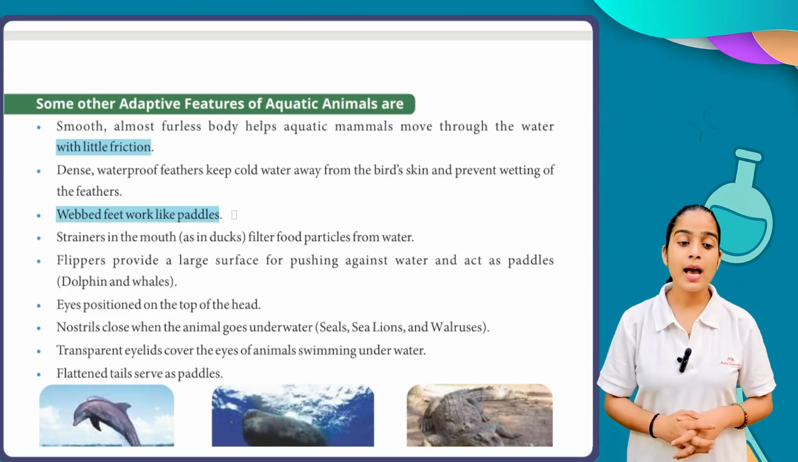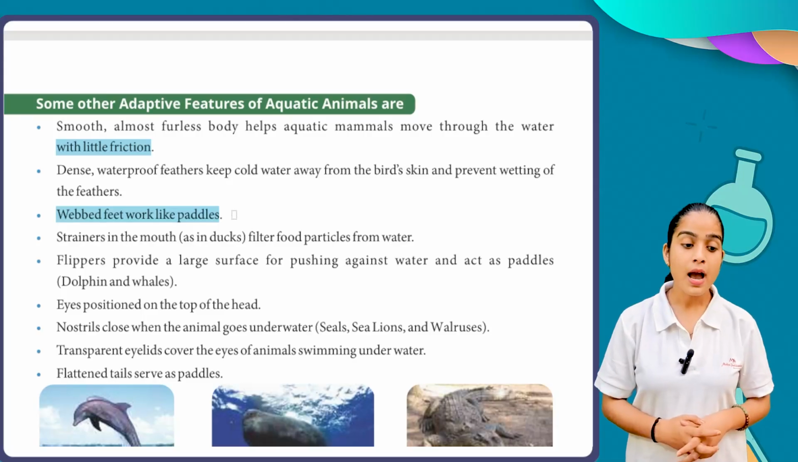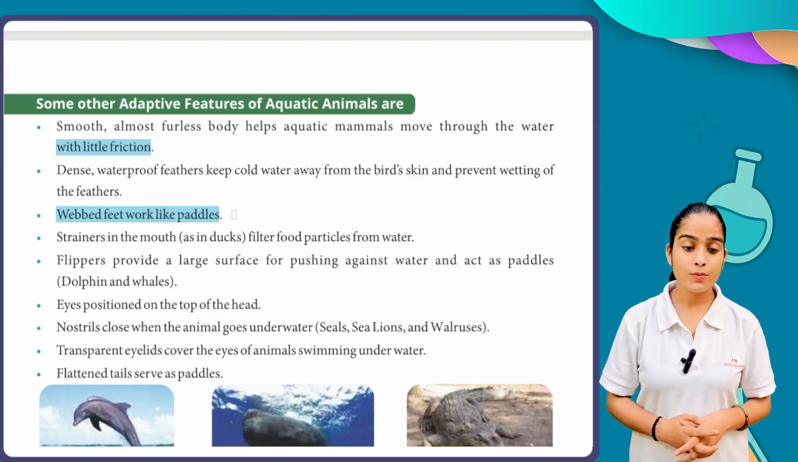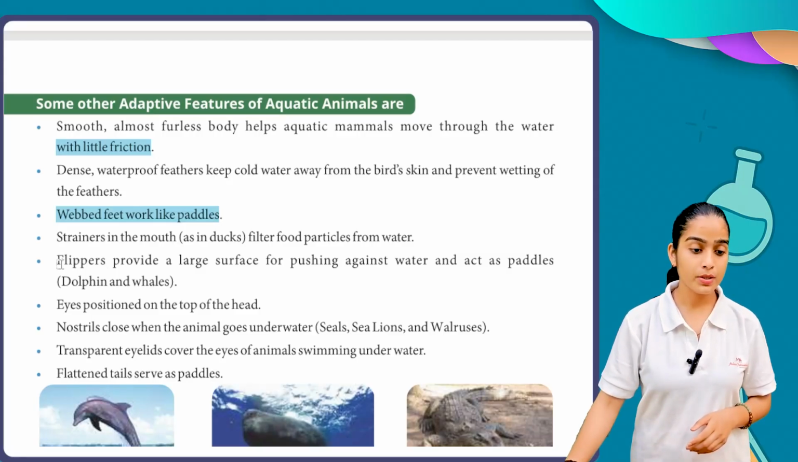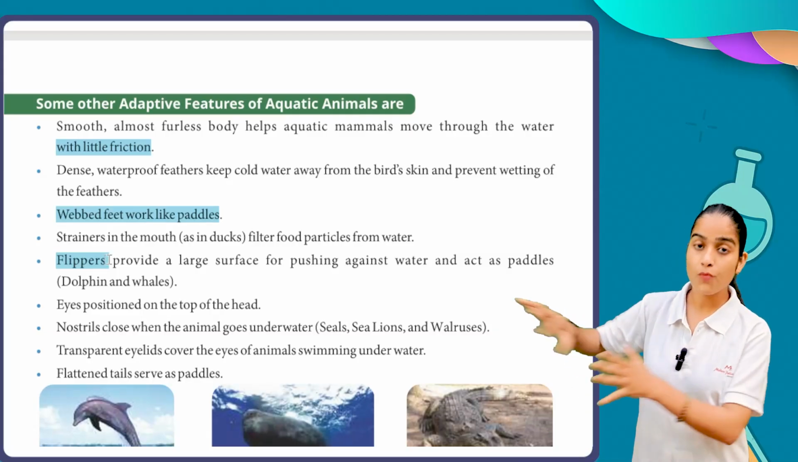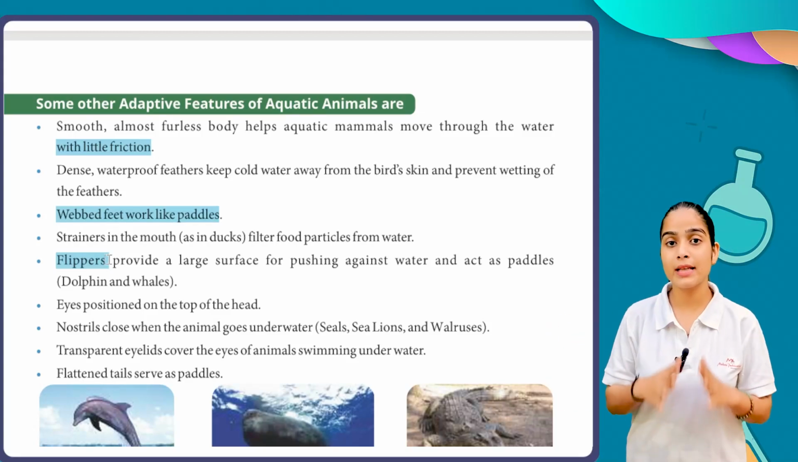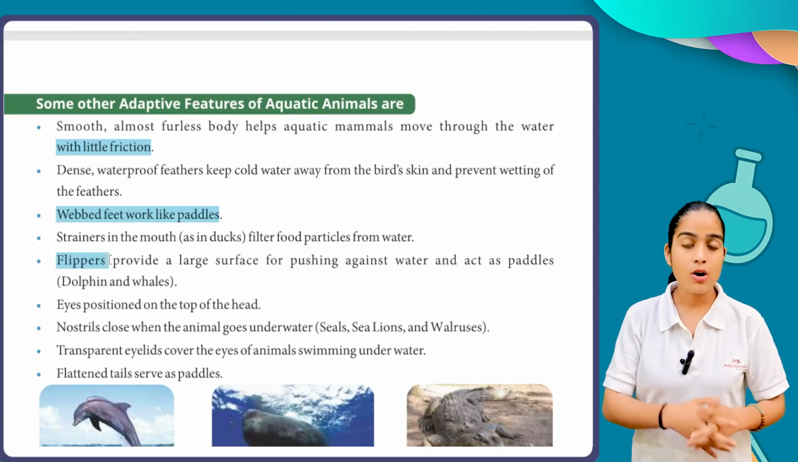Strainers in the mouth, as in ducks, filter food particles from water. Flippers provide a large surface for pushing against water and act as paddles. Dolphins and whales especially have flippers. So these flippers push the water backward, and they use the flippers as paddles, and they easily swim inside the water.